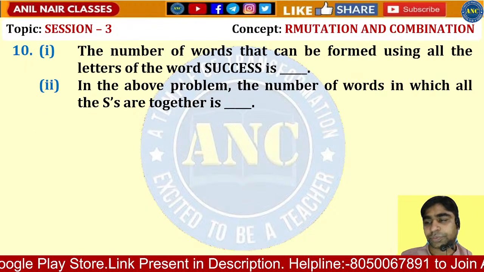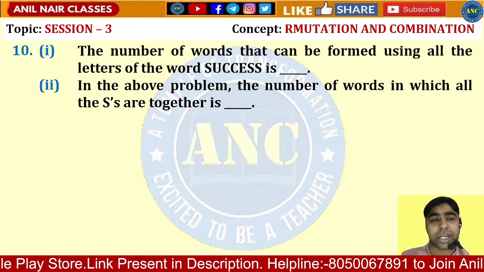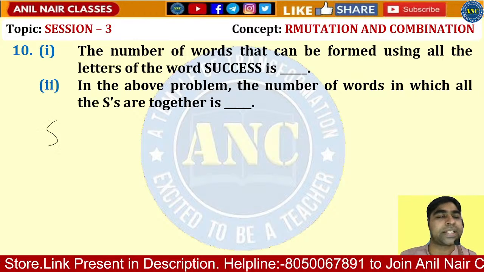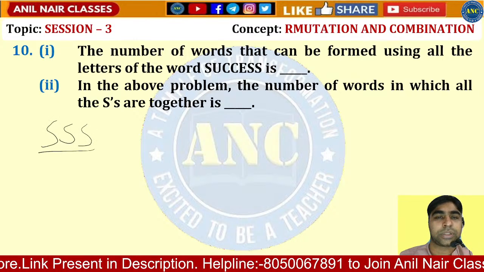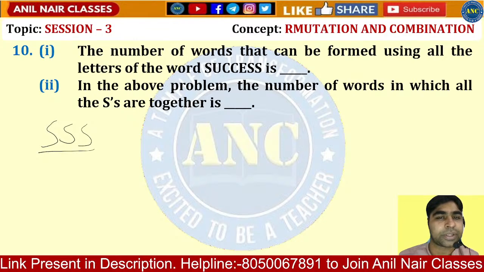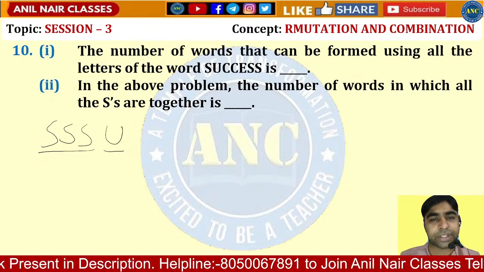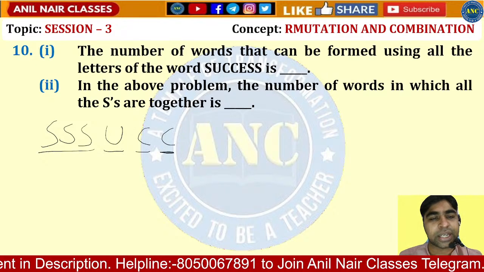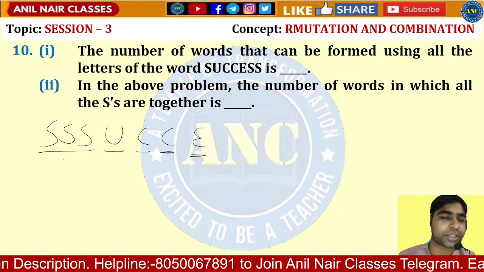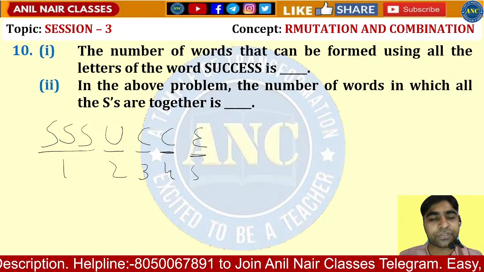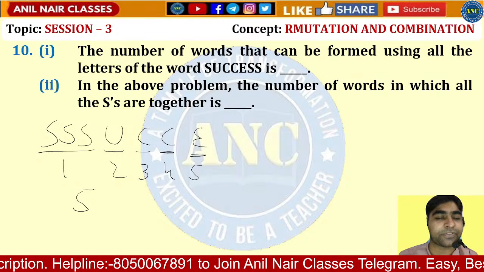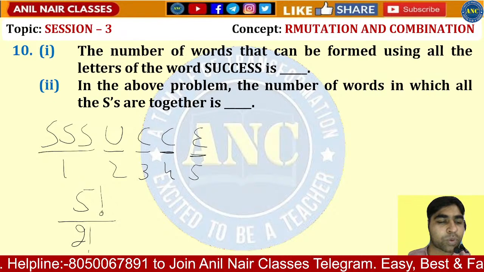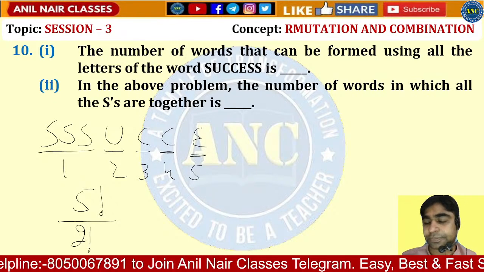Next part now. In the above problem, the number of words in which all the S are together. So if I place all the S together on a bench, let me keep them. So U would be the next one on a single seat, C and C on 2 separate seats, and E on a separate seat. So 1, 2, 3, 4 and 5. In how many ways can I place them? 5 factorial ways, divided by 2 factorial for what? The 2 C's which are there.